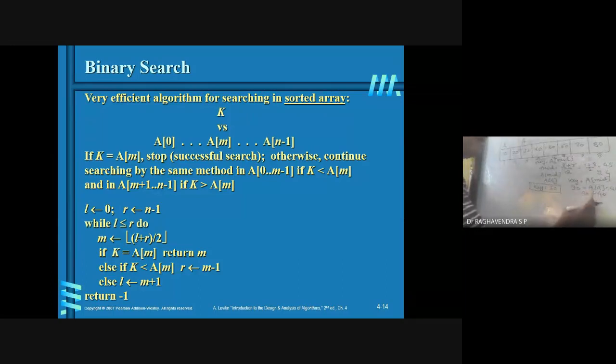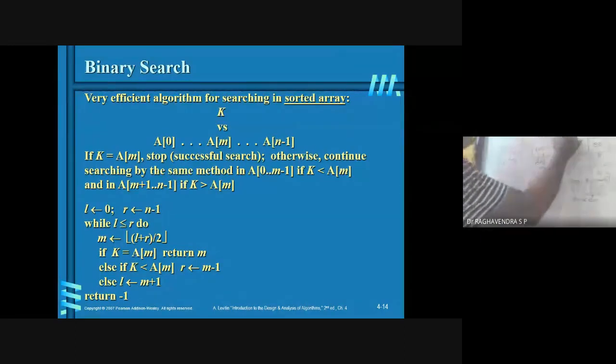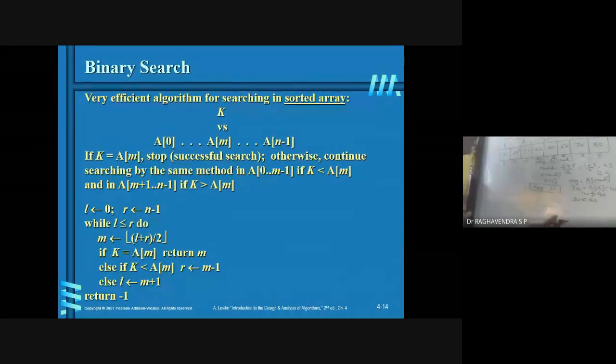Next, 30 will be compared, and since 30 is less than 40, the search will continue in the first half. This is the first half and this will be the second half. So the search will only continue in the first half by ignoring the second half. The second half will never be considered. So now once again we have the first half. The first half lies like that.